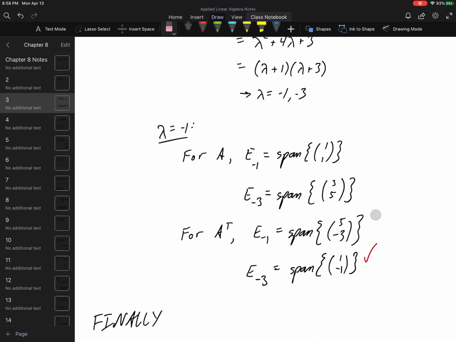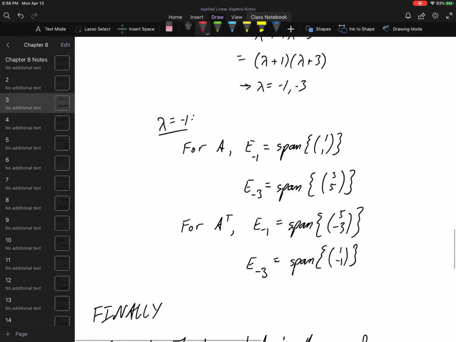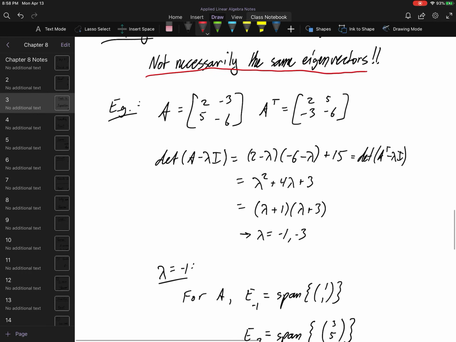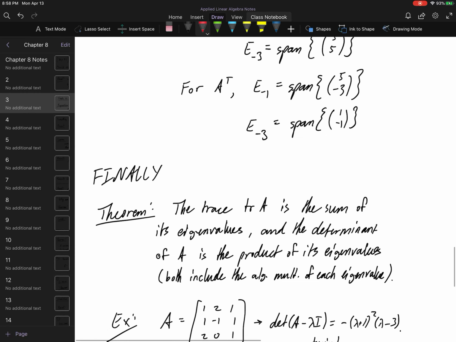So do not be fooled here. You will get different eigenvectors for the same eigenvalues between A and A transpose. So you definitely get the same eigenvalues, but not necessarily the same eigenvectors.